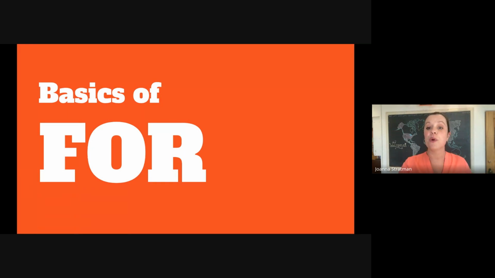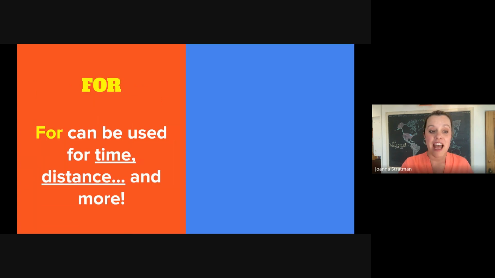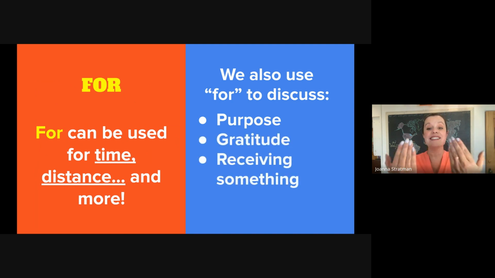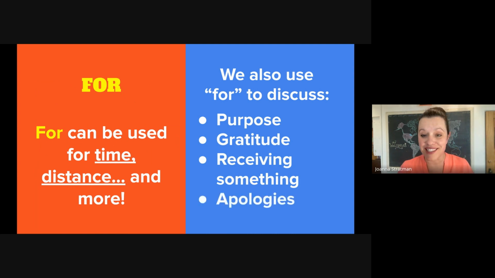In English, we use for many things. For can be used for time, distance, and more. We also use for to discuss the purpose of something, gratitude, receiving something, and apologies. And these, again, are just the basics.